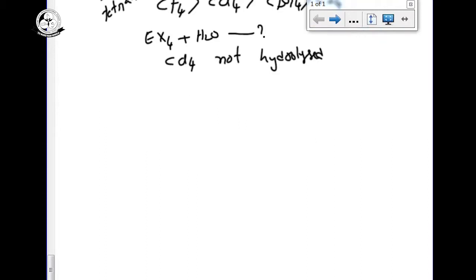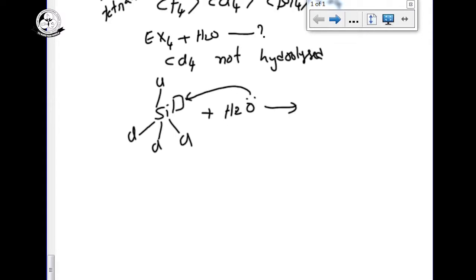Take silicon tetrachloride. In silicon there are vacant d orbitals. Water has a lone pair of electrons, which it donates, and slowly the compound decomposes, taking 4 moles of water. Finally Cl is replaced by 4 OH groups, and 4 HCl are removed. But carbon does not have any vacant d orbitals, so it is not able to accept electrons from the oxygen, so it cannot be easily hydrolyzed because of the absence of d orbitals in carbon.